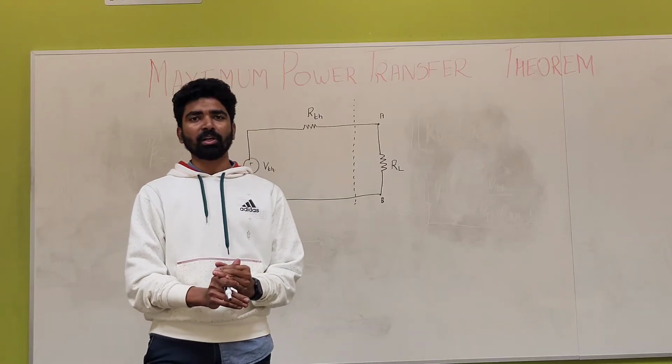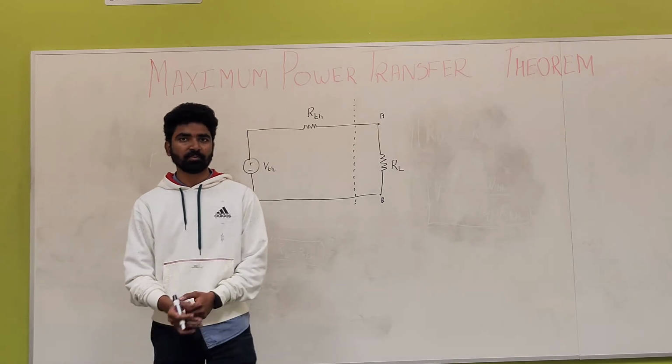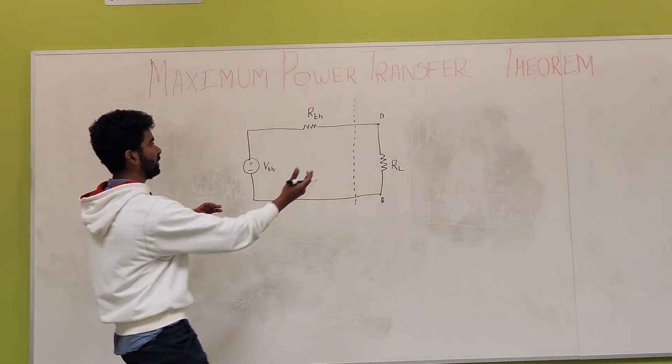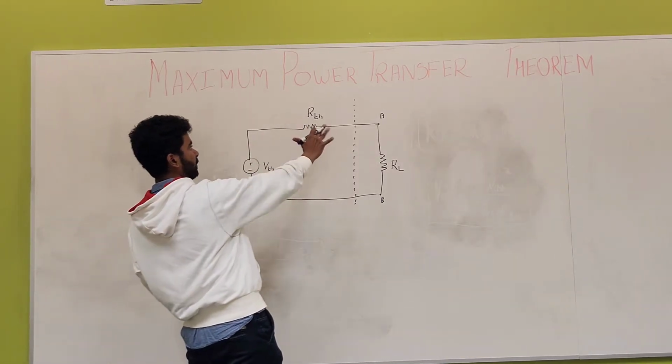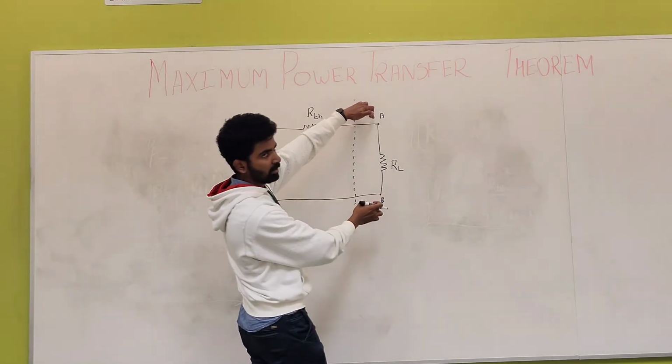So today we are going to learn about the maximum power transfer theorem. It is an extension to the Norton theorem which we have already covered. You are familiar with this circuit, where on this side it is an equivalent circuit with Thevenin voltage and Thevenin resistance, and on the other side it is the load resistance across AB.